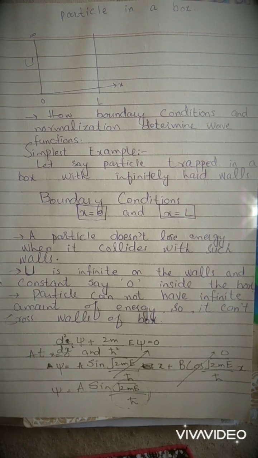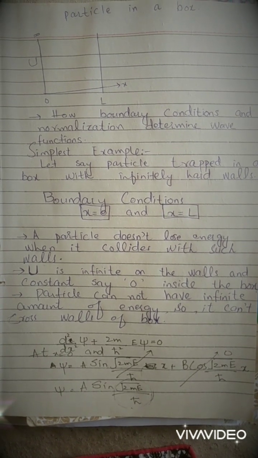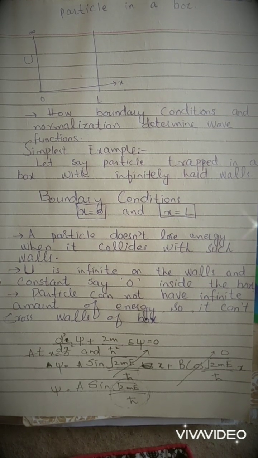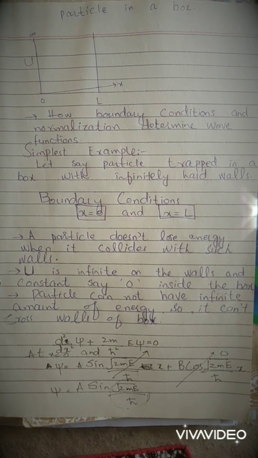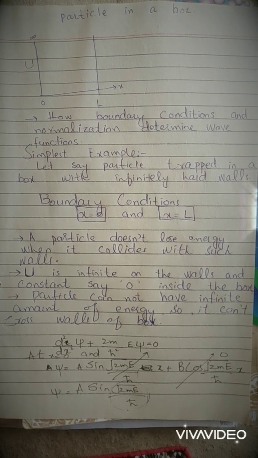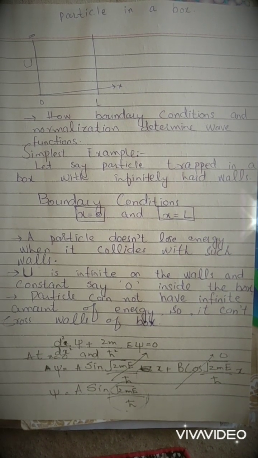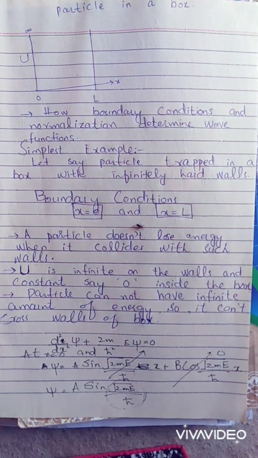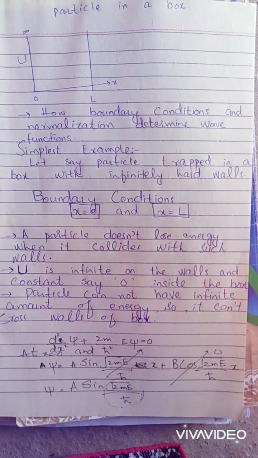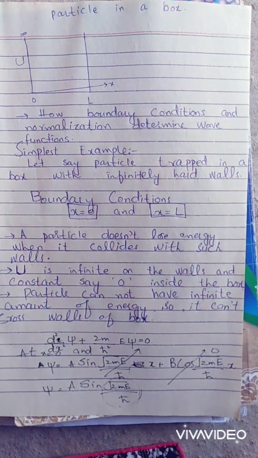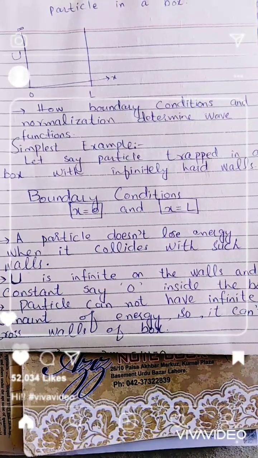Now we assume that a particle is trapped in a box whose boundary conditions are x equal to 0 to x equal to L, and the particle can move in horizontal direction only. Infinitely hard walls mean that a particle cannot lose its energy. Energy would be finite.